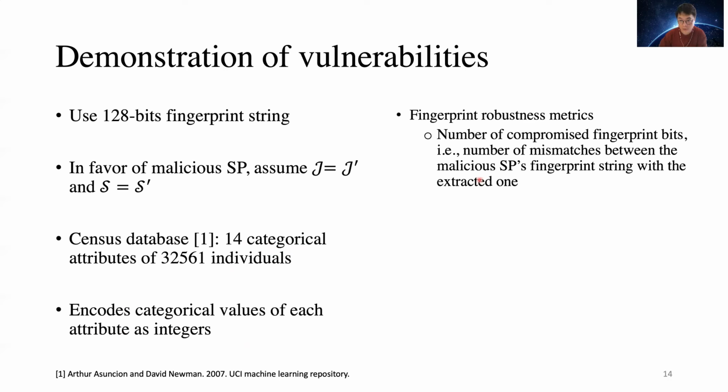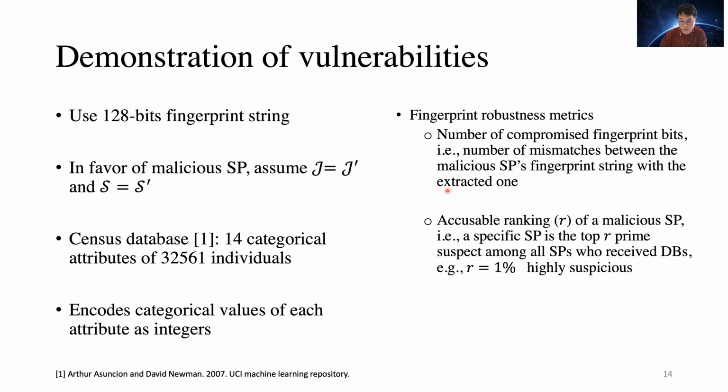And we define two fingerprint robustness metrics. The first is the number of compromised fingerprint bits. It just counts the number of mismatches between the attacker's fingerprint bits and the fingerprint extracted from the leaked database. The next is accusable ranking. In particular, if a service provider's accusable ranking is R, it means it is the top R prime suspect among all the service providers who have received the database.